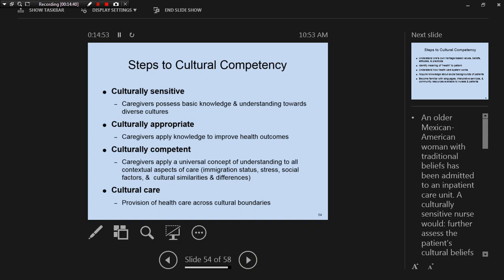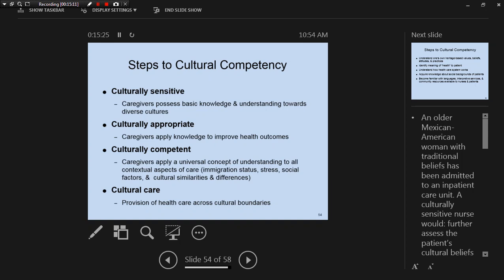All right, so steps to cultural competency, right? So being culturally sensitive. It's not realistic to say that we're going to know about every specific culture in great detail when patients come in through the hospital or through a healthcare agency, but we can be culturally sensitive. So we possess basic knowledge or a little bit of awareness of diverse cultures that come through, at least enough awareness that we know that there could be an issue, okay?